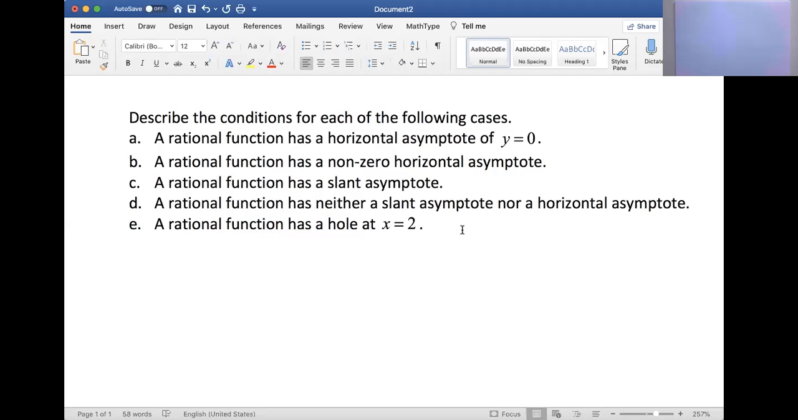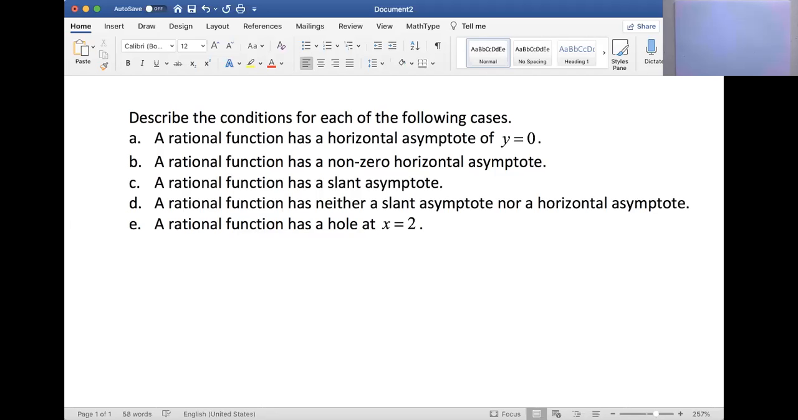So this question wants us to describe the conditions for each of these cases. We have a situation where a rational function has a horizontal asymptote of y equals 0, also known as the x-axis. A rational function with a non-zero horizontal asymptote, so a different type of horizontal asymptote. A rational function with a slant asymptote. A rational function that has neither a slant asymptote nor a horizontal asymptote. And finally, a rational function with a hole at x equals 2.